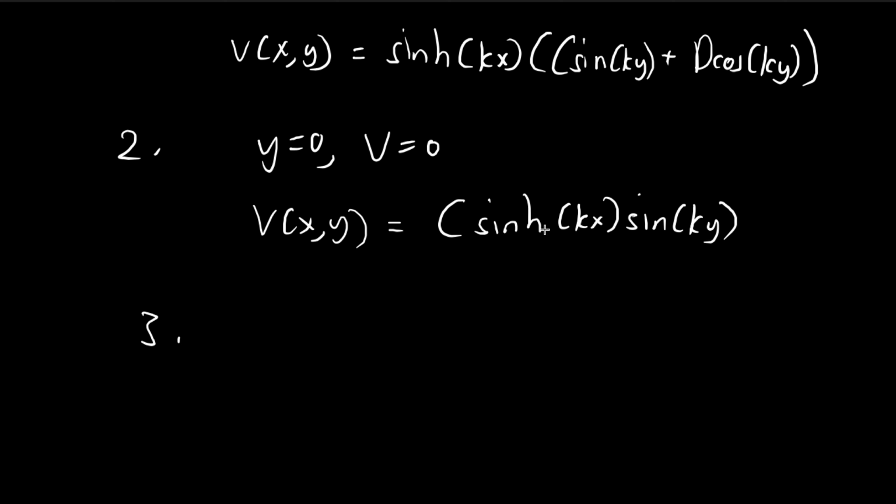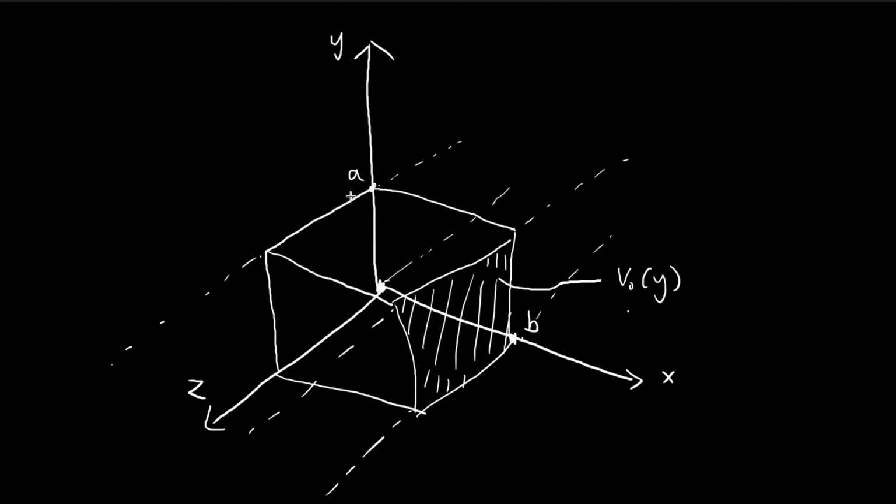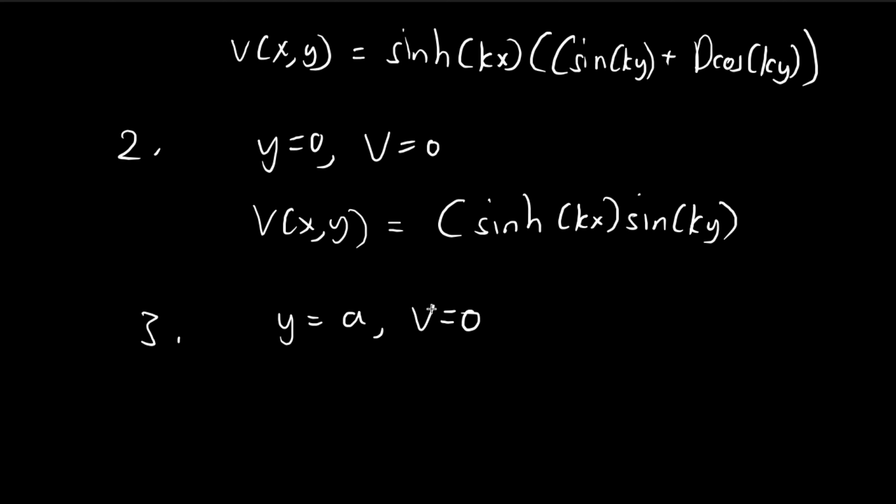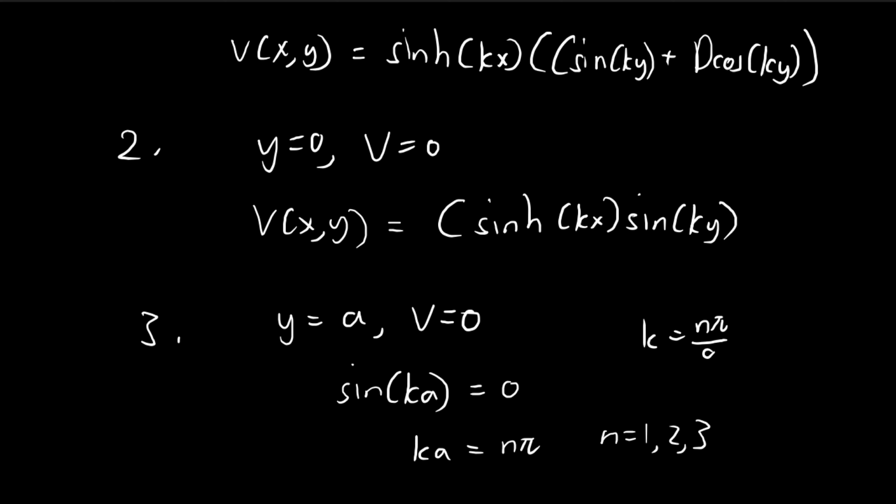The third simplification will bring us the value of k, because we know that when y is equal to a, V also has to be equal to 0. So when y is equal to a, this top plate over here, you can see that we're going to get sine ka. Regardless of the values of what we have in the front, this always has to be equal to 0. So sine ka will have to be equal to 0 in order for this condition to be true. And this will only happen when ka is equal to n pi, where n is some integer. So we can infer that k is equal to n pi over a. So now we've found another constant.